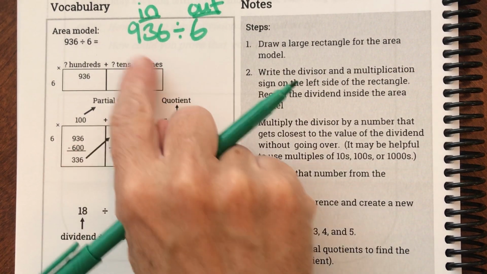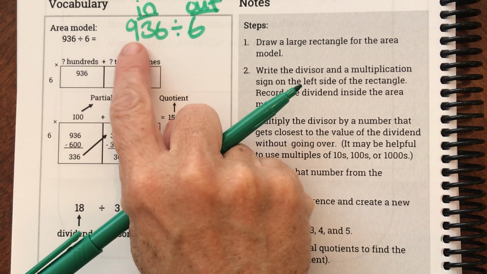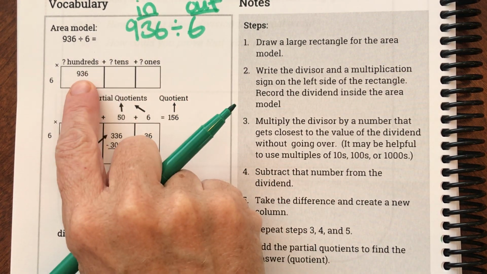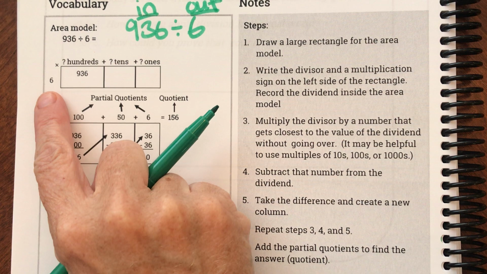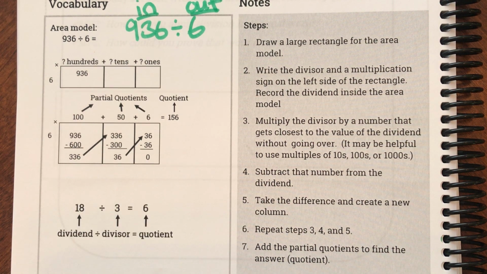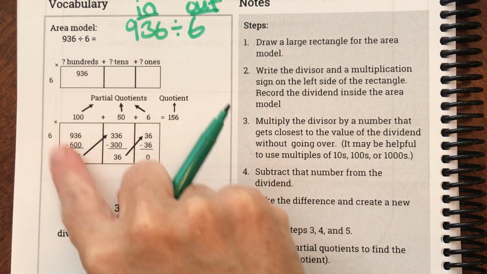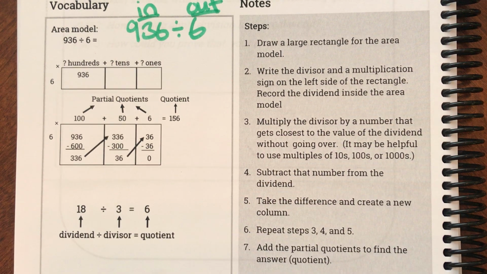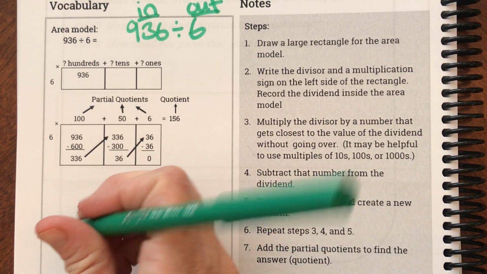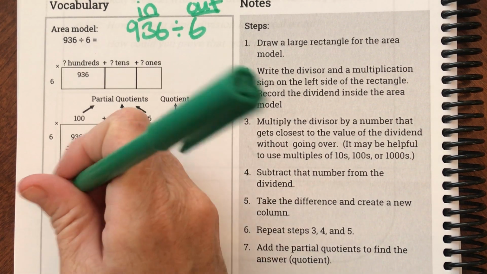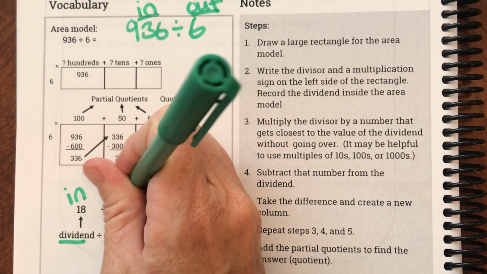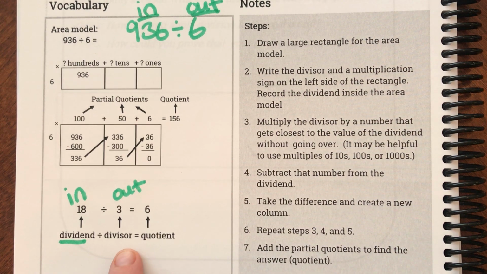So my dividend goes inside and my divisor goes outside. When we set it up, we're going to see this dividend go inside and my divisor go outside. The rest of this I will explain to you when I do my problem. They're just reminding us of our division words. My dividend is the number I divide, which is also the number that goes in. My divisor is the number of groups or the number in each group, and it goes outside. And quotient is my answer.